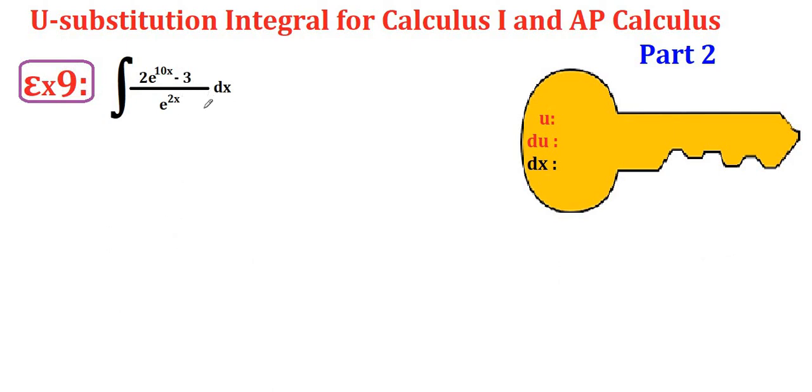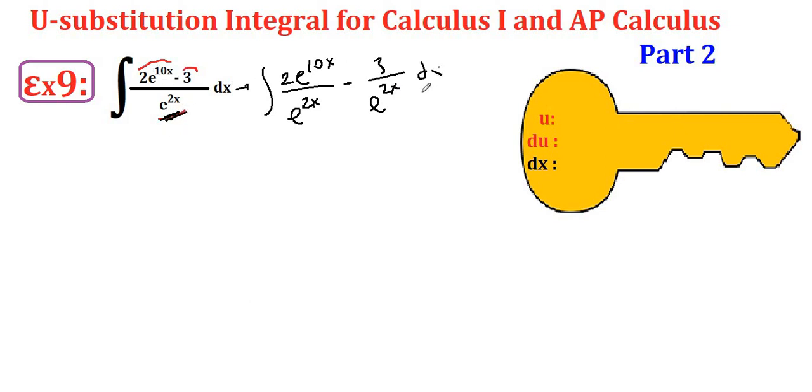Example 9. In this example, we have 2e to the 10x and -3, two terms on the numerator, and we have e to the 2x as the common denominator for both. So we're going to rearrange this integral a little bit, so we can separate the terms. We have 2e to the 10x divided by e to the 2x minus 3 over e to the 2x, because this is the common denominator for both terms, dx.